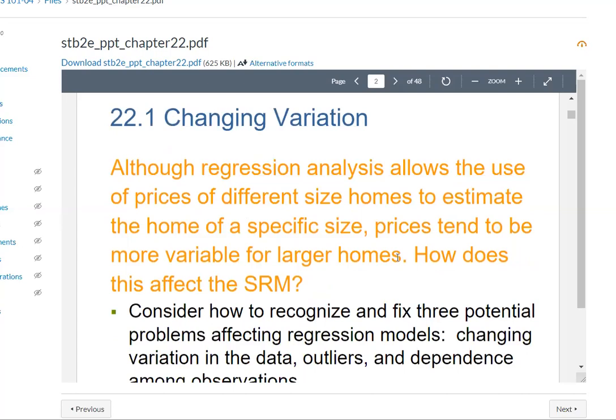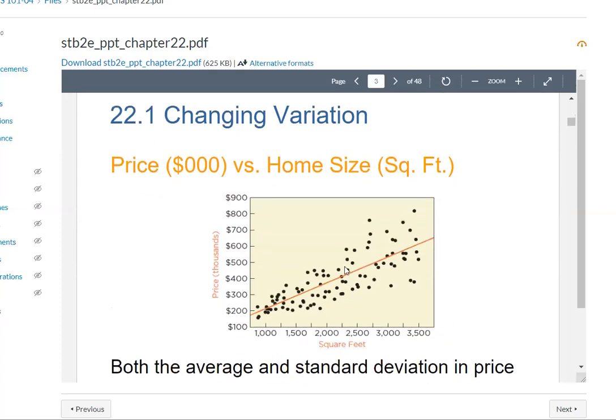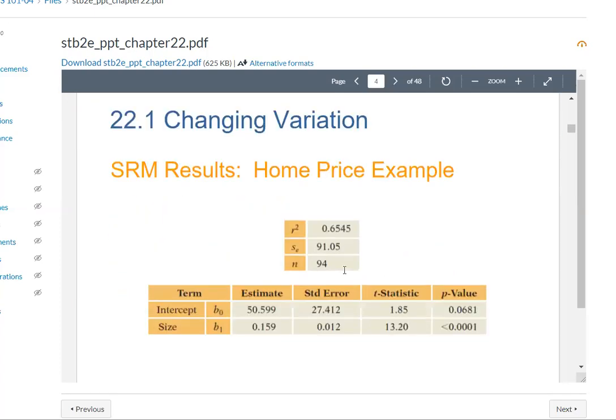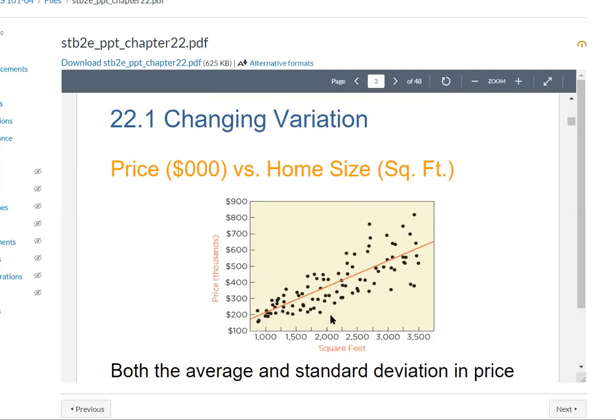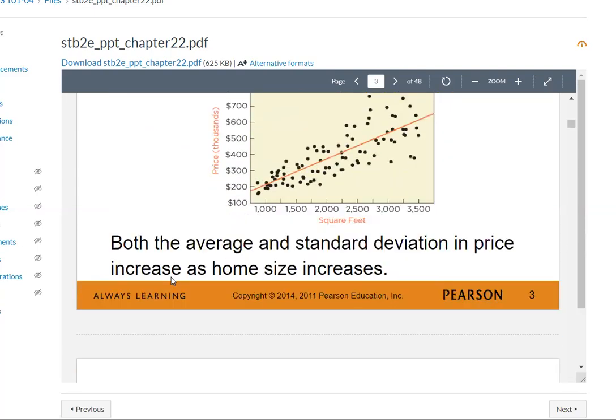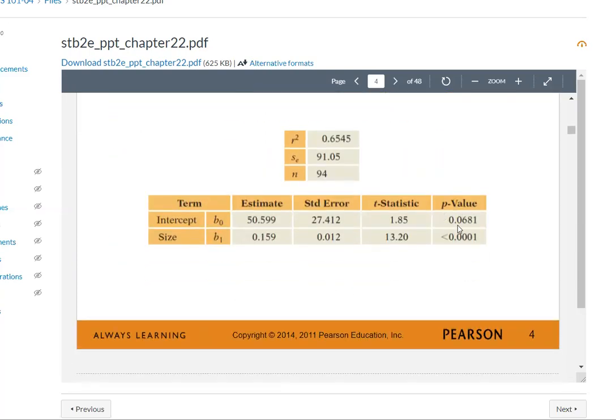Changing variation, we said, is not good. We want similar variances. So in this chapter, what you learned was what we already covered. A p-value more than 0.05 is not good. And we checked this scatter plot and we see that from left to right, there is a pattern, first of all. Second, you can see that variation is low here, medium, low, high. So increasing the square feet, variation is increasing. That is the main reason we have a p-value more than 0.05.